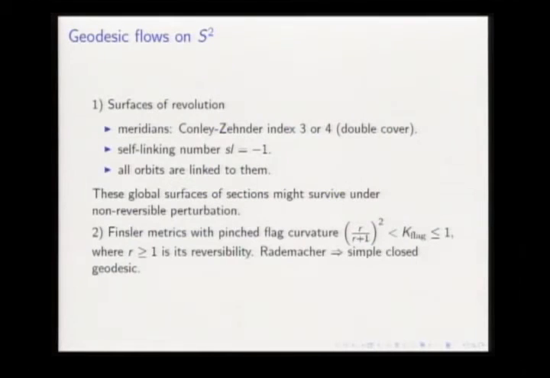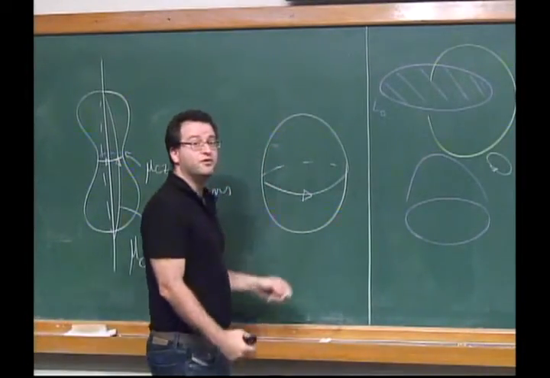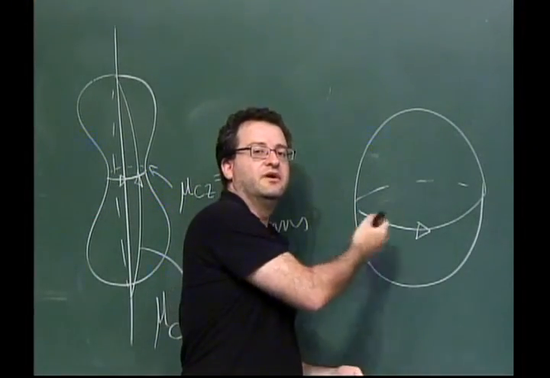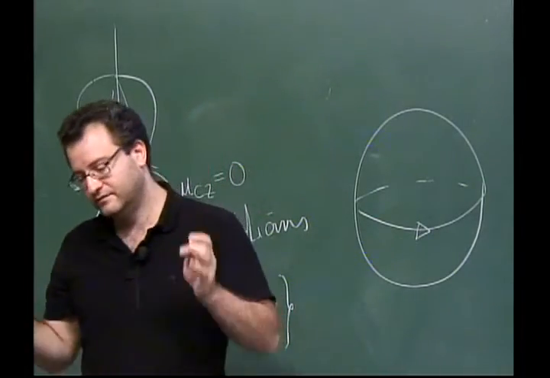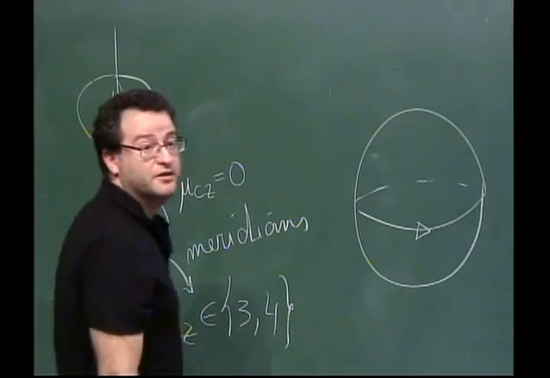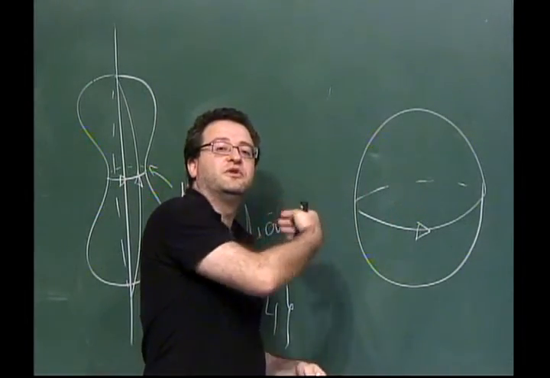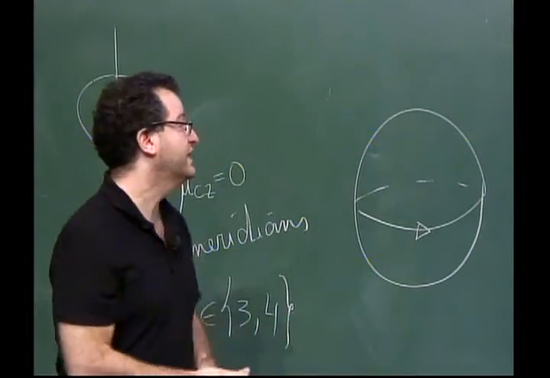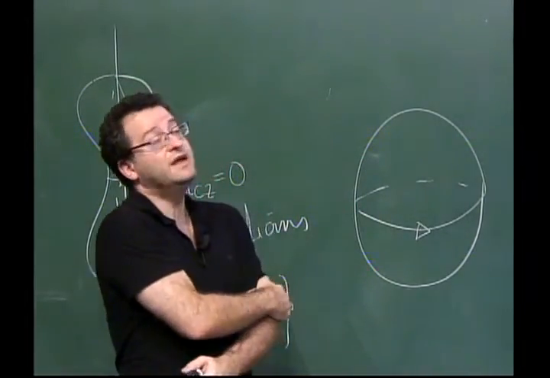two things. By a theorem of Harris-Paternai, you have dynamical convexity, and also by a theorem of Rademacher, you have a simple closed geodesic. So in the Finsler case, if you have a simple closed geodesic, you don't know if running in the opposite direction, you still have a geodesic. In general, it's not true. So when you have just one simple closed geodesic, you might not have the opposite orbit to try to construct an annulus type global surface of section. But in this case, when you have just one simple closed geodesic, you can apply that theorem.